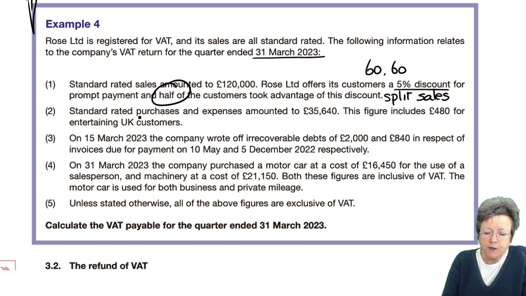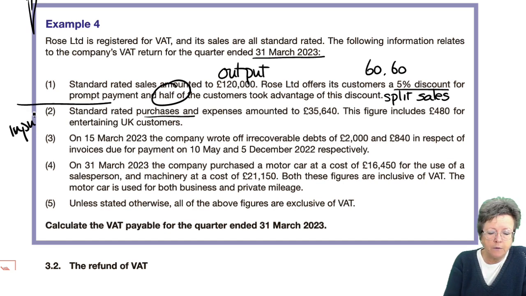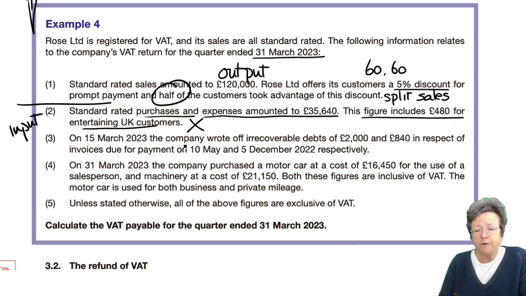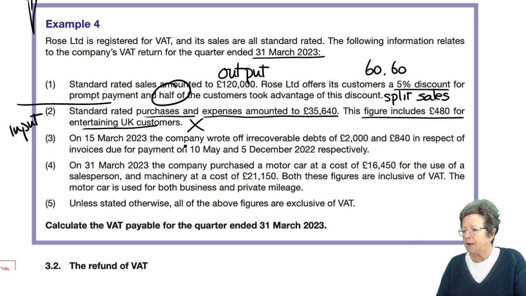Standard rated purchases, and so that's the output VAT up to there. Now this will be the input VAT down here. Standard rated purchases and expenses were 34,640. Includes 480 for entertaining, which we can't have. So we'll have to deduct that before we work out the VAT.